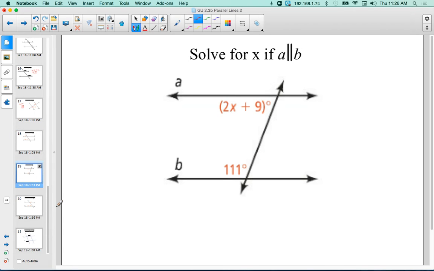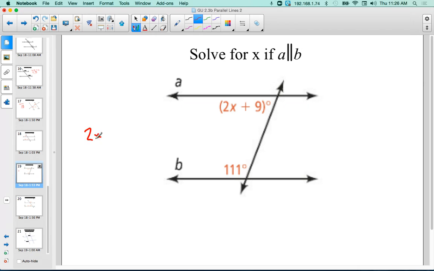Okay, this one I do want to do. Solve for x if AB is parallel. We've got two angles. They're both interior, but they're on the same side of the transversal. These are same side interior angles, which makes them not congruent but supplementary. So let's use that rule.